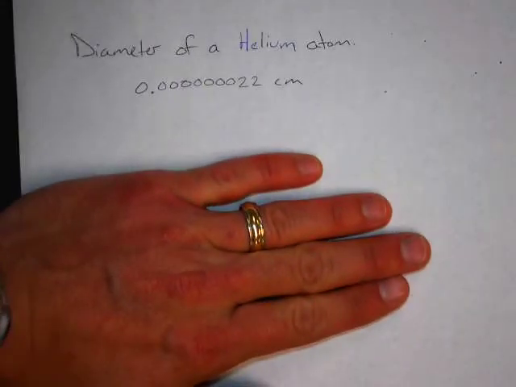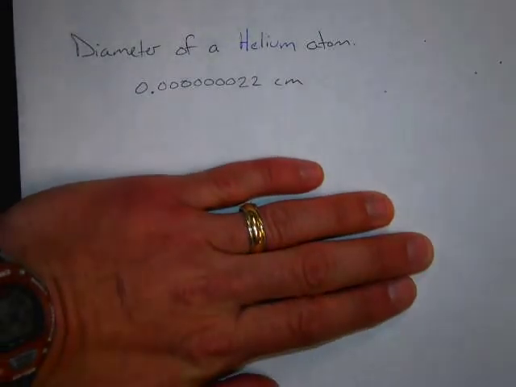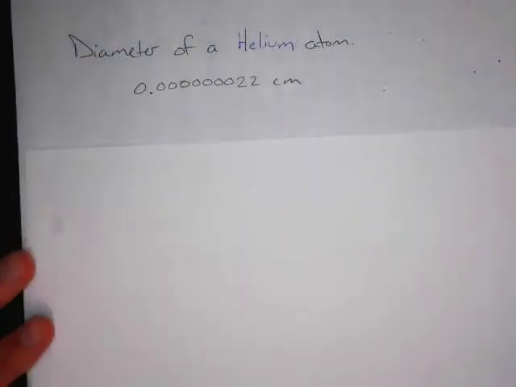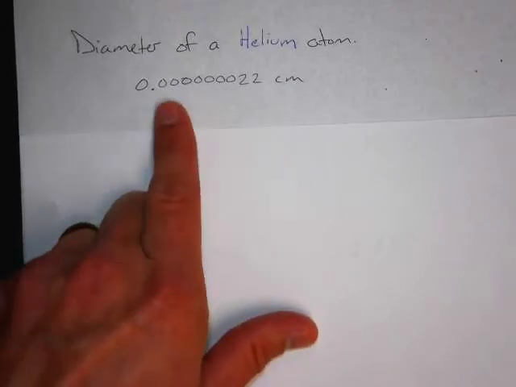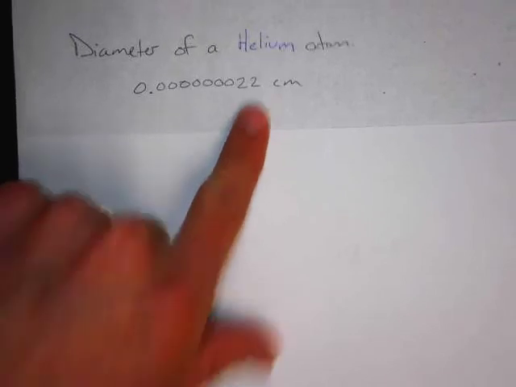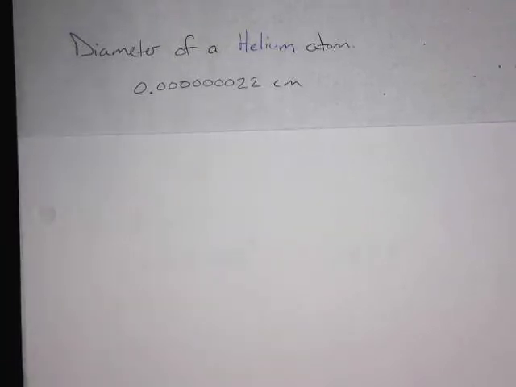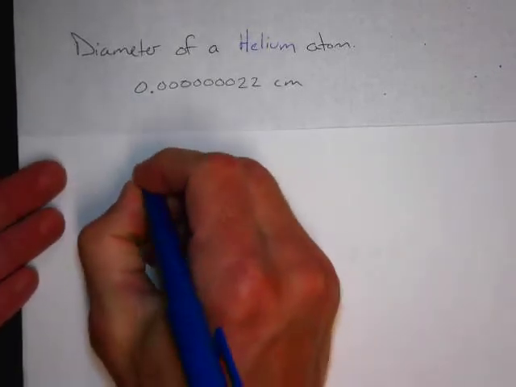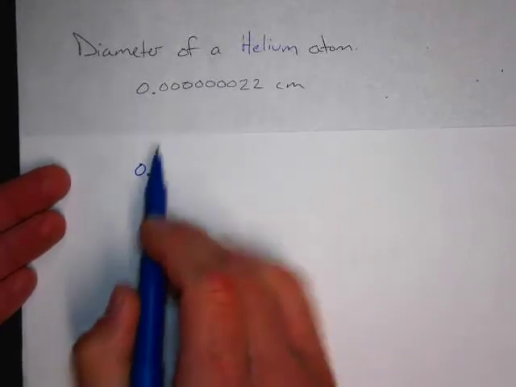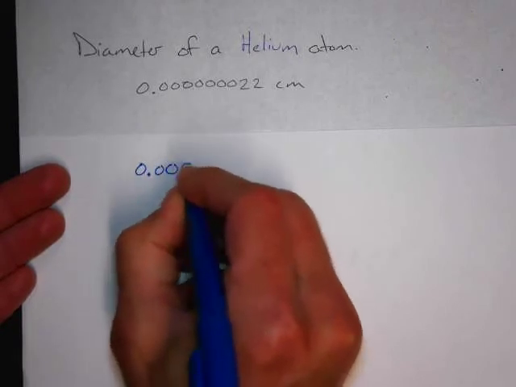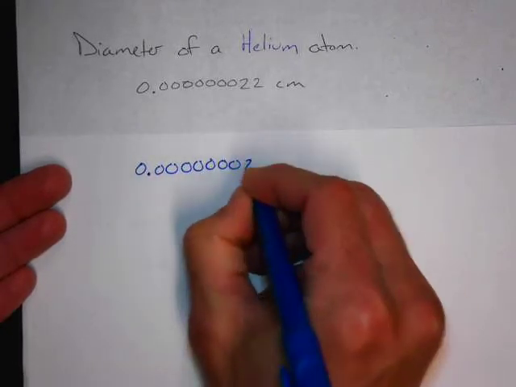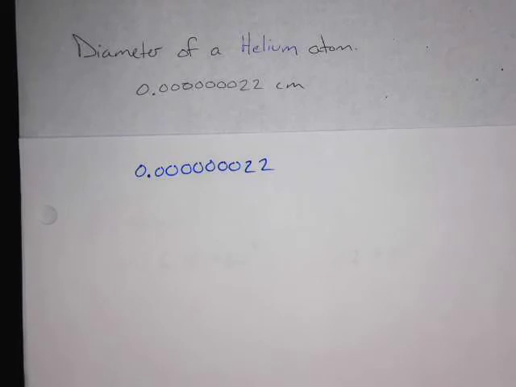Again, we're talking about science. Did you know that the diameter of a helium atom is 22 something really small centimeters, right? So if you measure it in terms of centimeters, that's pretty dang small. So if we're going to use this fact and do some math with it, we have to be able to express it in a more condensed manner. So we're going to rewrite this number. I got 1, 2, 3, 4, 5, 6, 7, 0, and then a 22. How do I write that in scientific notation?